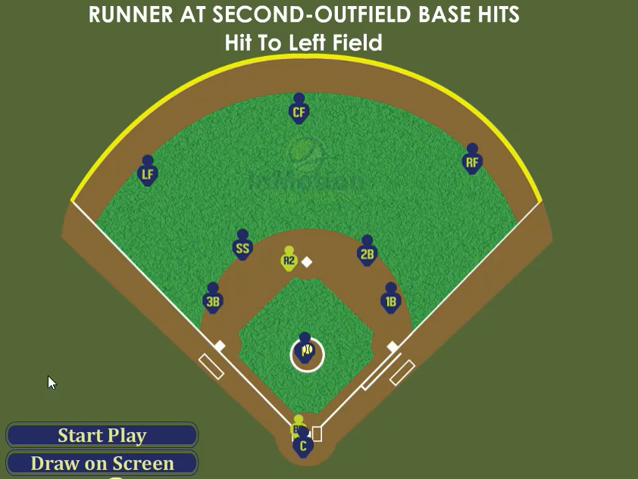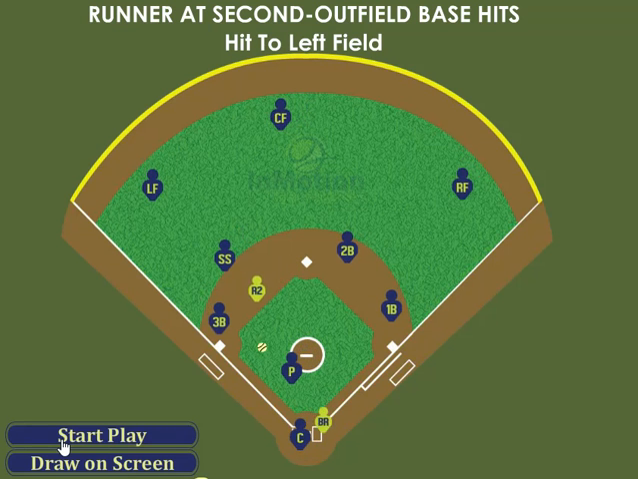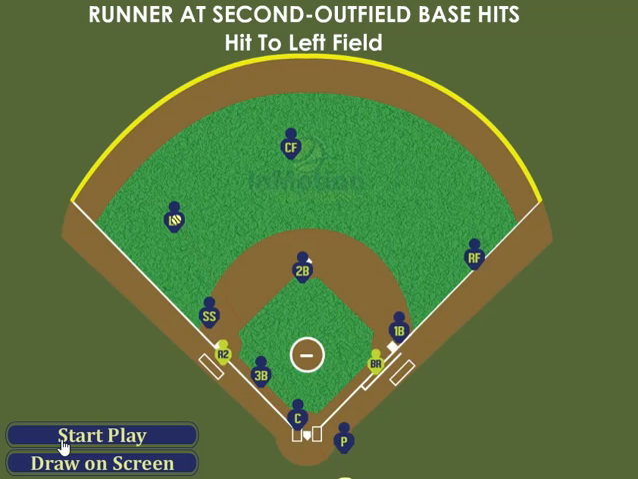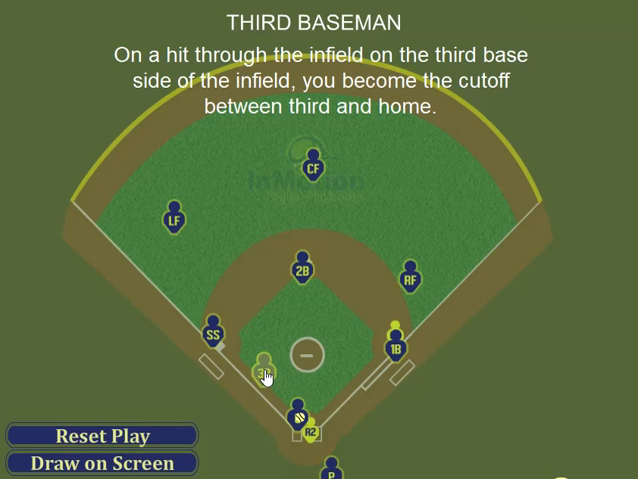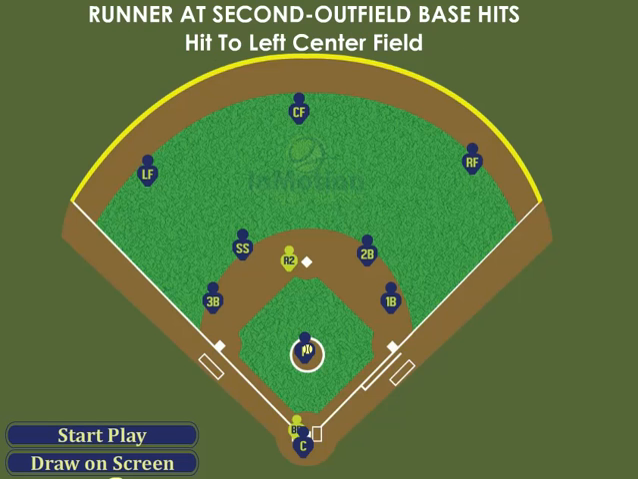Let's take a look at one that's just a basic hit to left field. Again, you see all of the same responsibilities as what we just said. Third base is coming in. Obviously, they're coming on a slightly different line as the ball is not so far down the line. And now let's take a look at what happens once we get into the center field area.